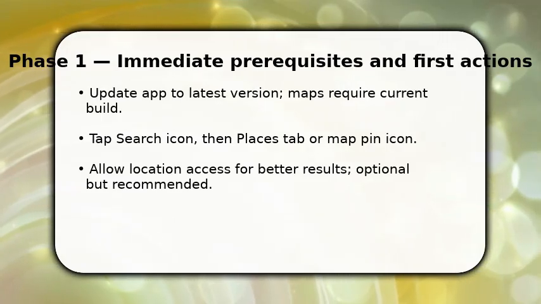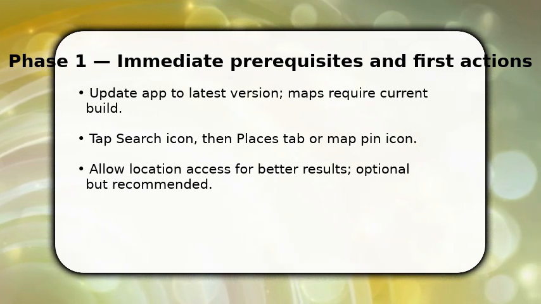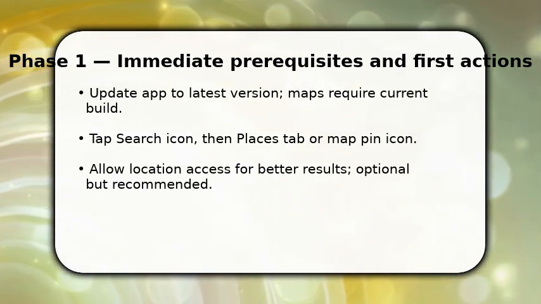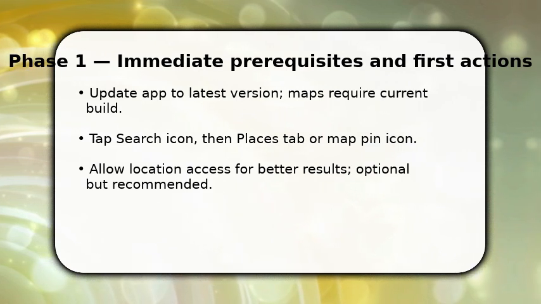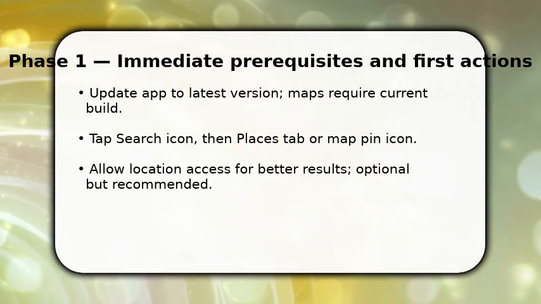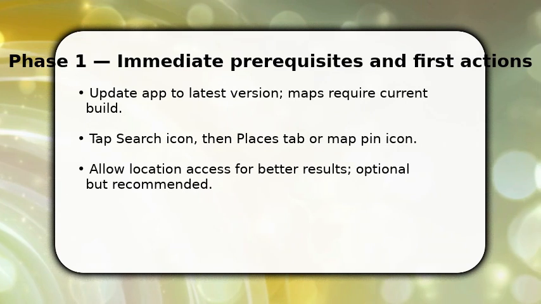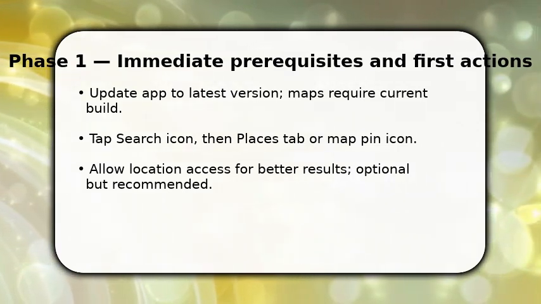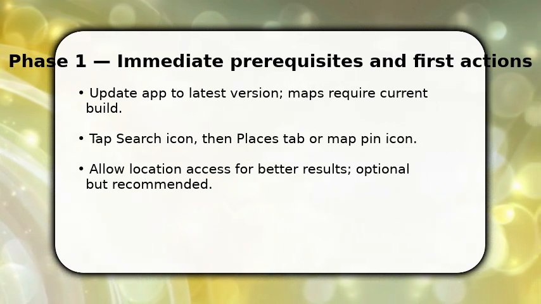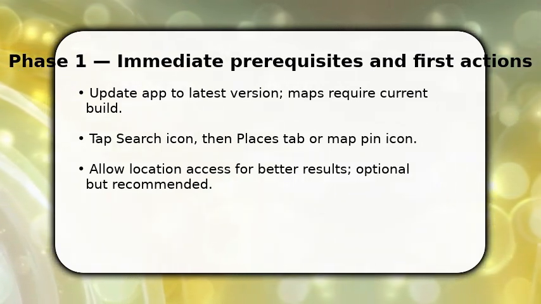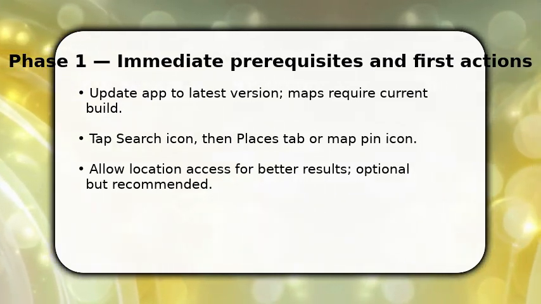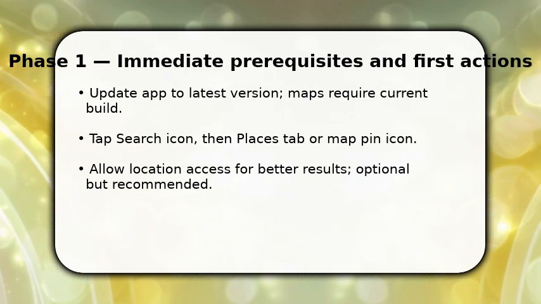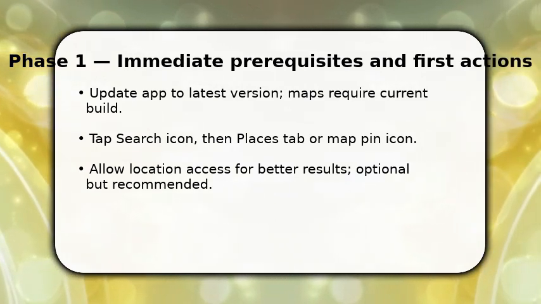You start by opening Instagram and moving straight to search. You don't need extra settings. Tap the search icon, switch to Places or the map pin, and the map will appear. If prompted, grant location access. This improves relevance. Once the map loads, zoom with 2 fingers and pan to the area you want. Make sure to switch between list and map views to compare results quickly. This gets you immediate place context and visible pins to explore.